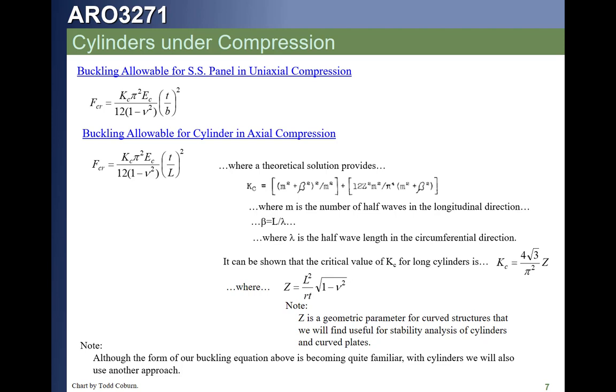This term will be used to classify a lot of our behavior before we go to calculate our k_c, which for axially loaded cylinders simplifies to this equation shown to the right, 4 square root of 3 over pi squared Z. We're actually not going to use that. We're going to go to the curve and calculate our k from those. So whenever we have buckling of a cylinder, we're going to use the second equation shown on the left. We're going to calculate the Z for the cylinder, and then we're going to go to the appropriate curve and get a k.